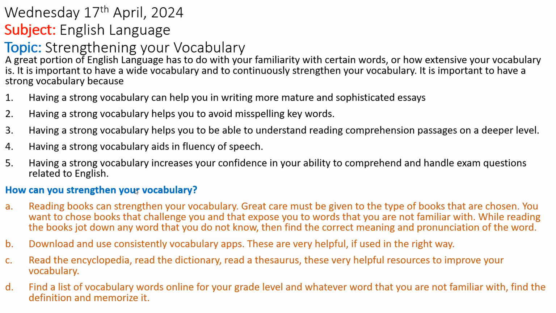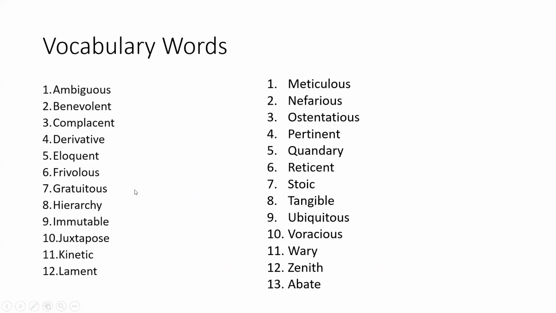All right, so I'm going to put some words on the screen. We have about 25 words. Rashawn, I need you to pronounce these words for me, please. Start from the first list. Yes. The first word is ambiguous. The second word, benevolent, complacent, derivative.